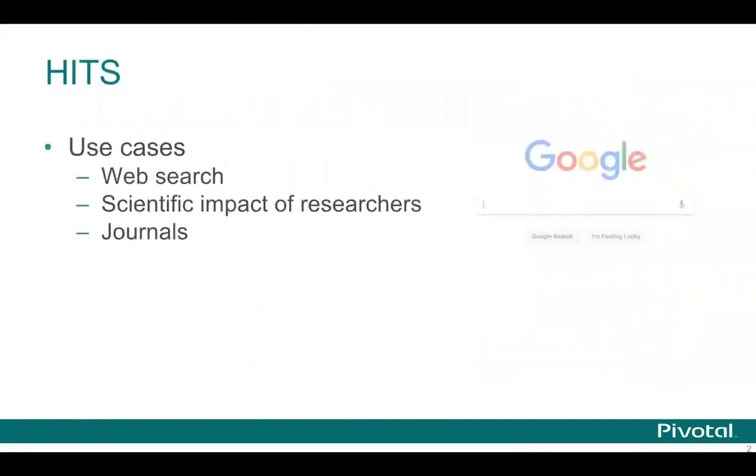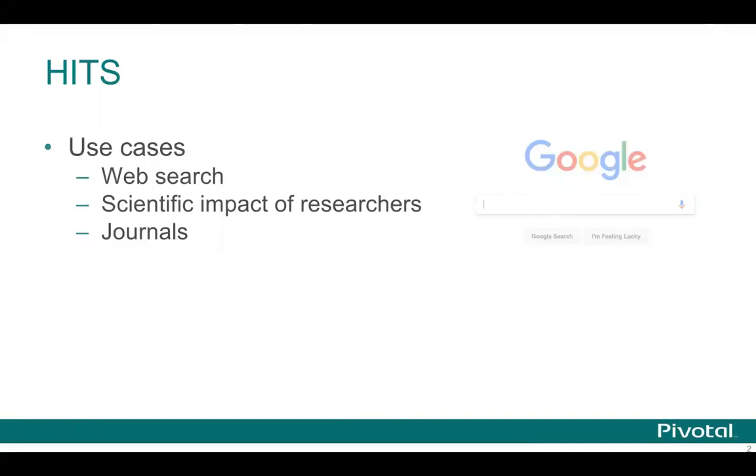So the basic use cases of HITS: mainly it was developed for web search, to rank web pages essentially, or help with it. But one other helpful use case is the scientific impact of researchers or journals, where if two journals are receiving the same citations from different papers, it's sometimes hard to compare them about the prominence of that journal.